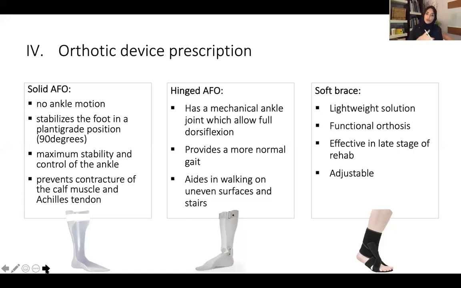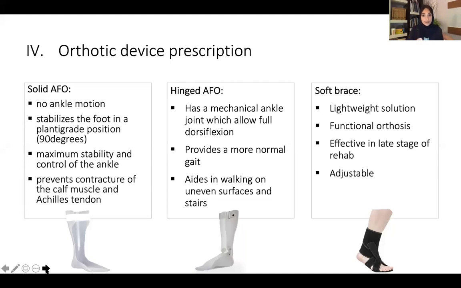When it comes to foot drop, we have three main selections. Solid AFO: the solid AFO completely blocks the ankle movements by stabilizing the foot in a plantigrade position at 90 degrees, and this is enough to clear the foot from the ground. This type of AFO provides maximum stability to the lateral and medial aspects of the ankle.